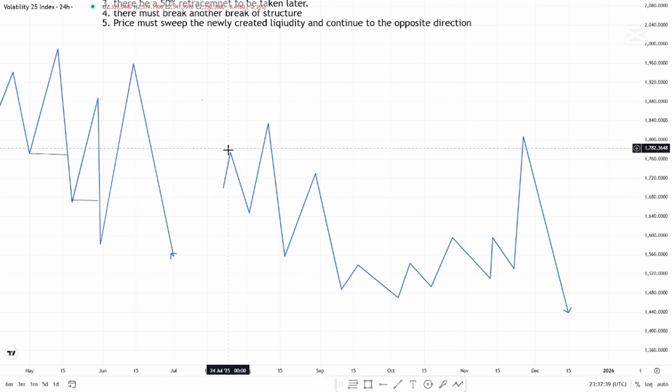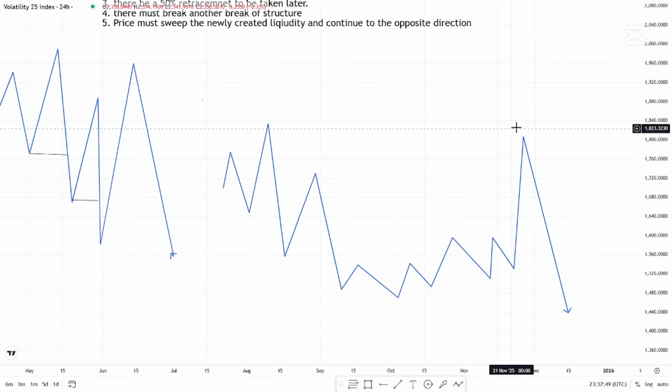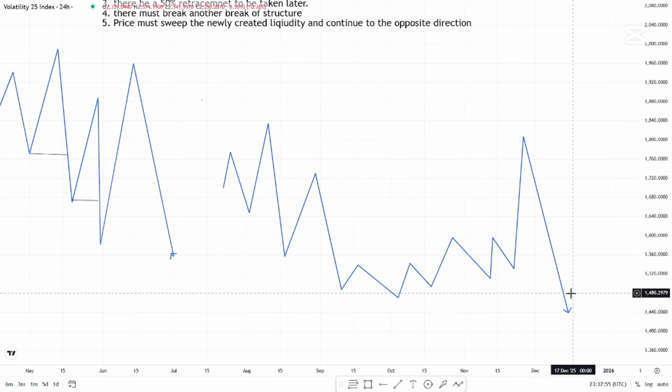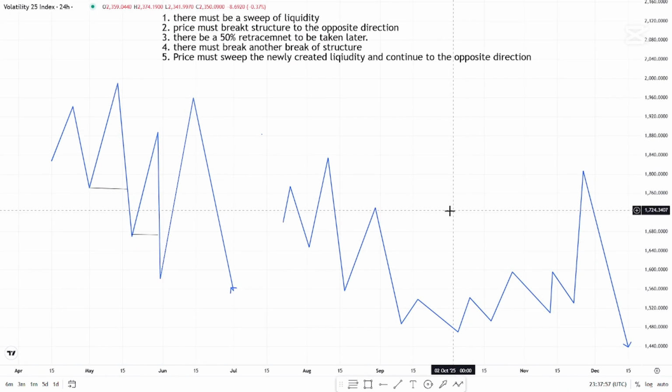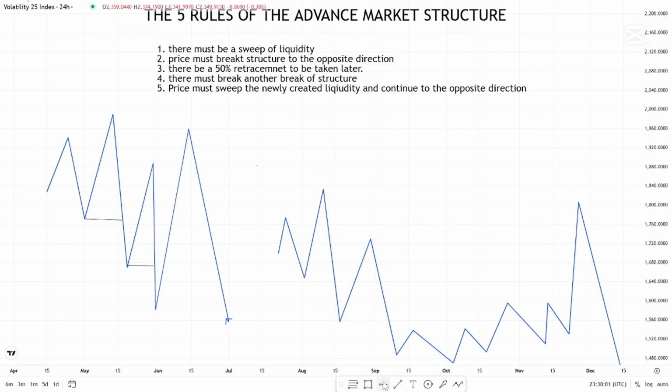This is your first sweep. This is your first break. This is break of structure to the opposite direction. This is a 50% retracement. Now, anyhow price moves, price will still come back into this zone, take out the 50% retracement and then go back to its direction. So this is how the advanced market structure moves. So you always have a setup like this.